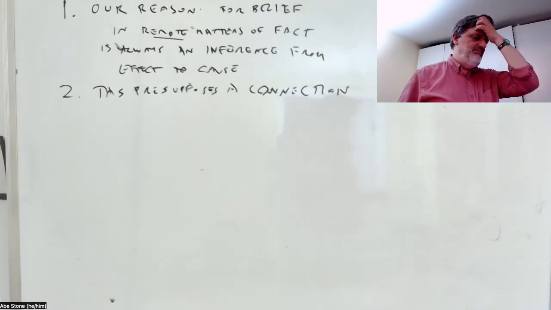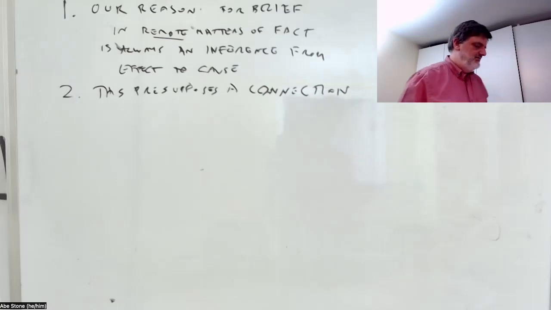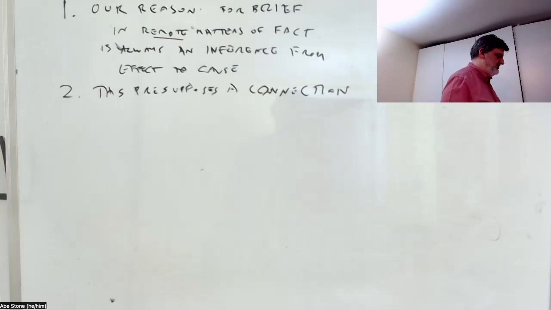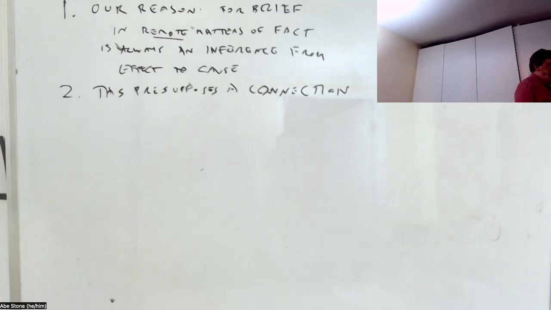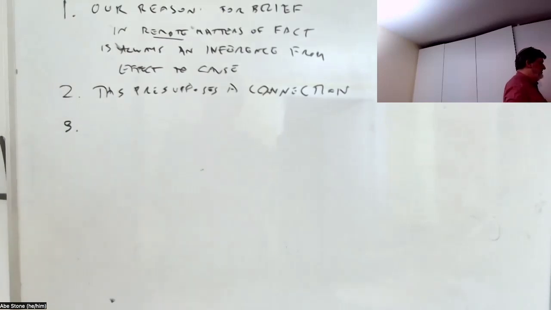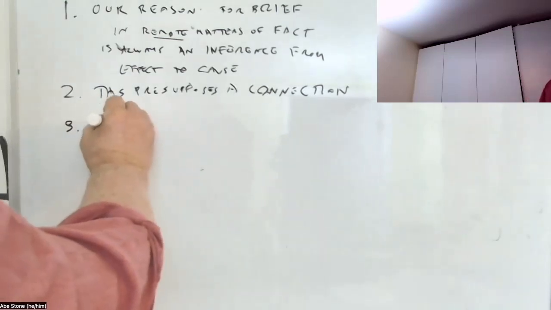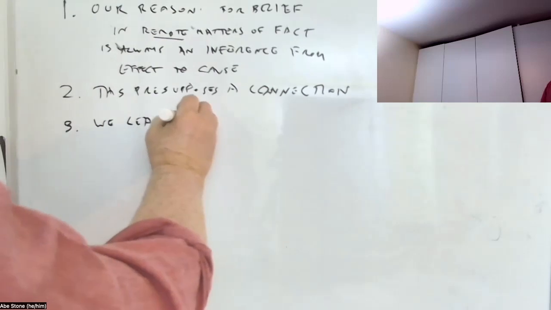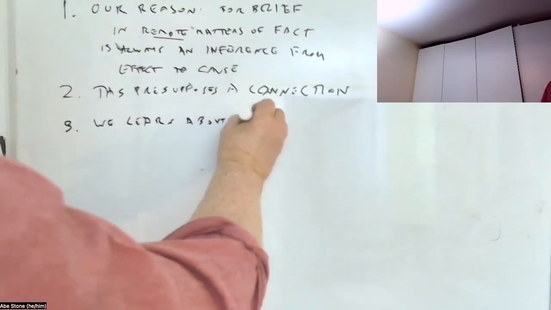Maybe it means like chancy or something like that. Risky, contingent, I'm not sure. Okay, anyway, that doesn't really matter. Obviously the inference isn't much good if there's no necessary relation between the two things. So how do we know that there's a connection? We learn about such connections from experience.